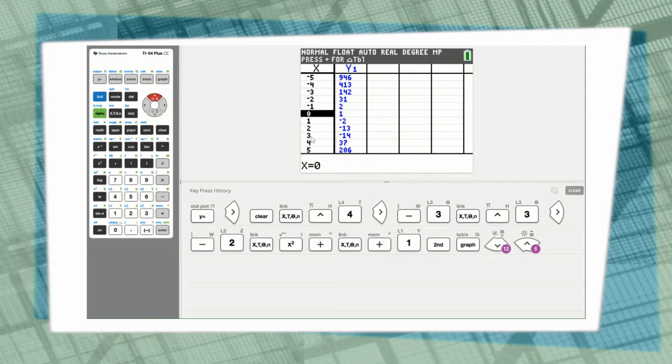And then if you look down just a little bit, when x is 3, y is -14.